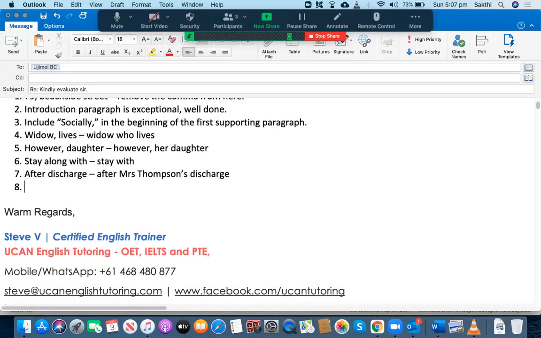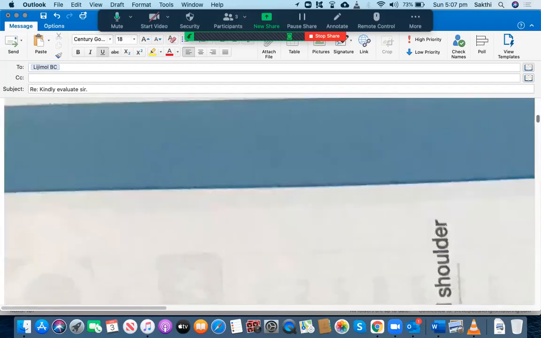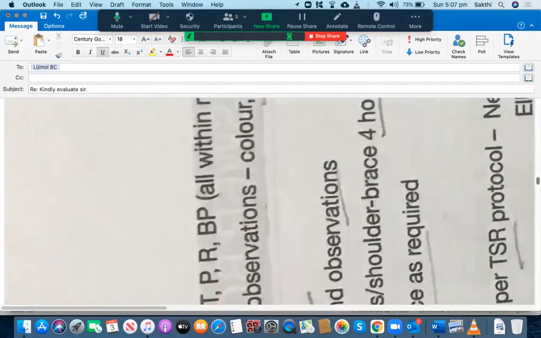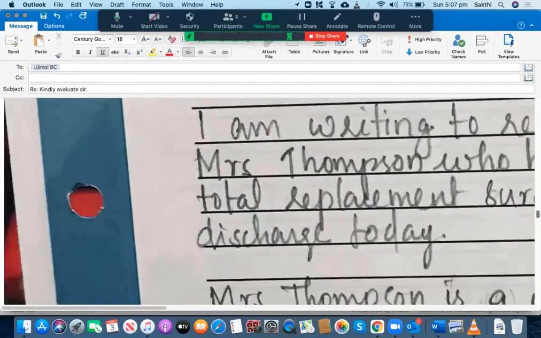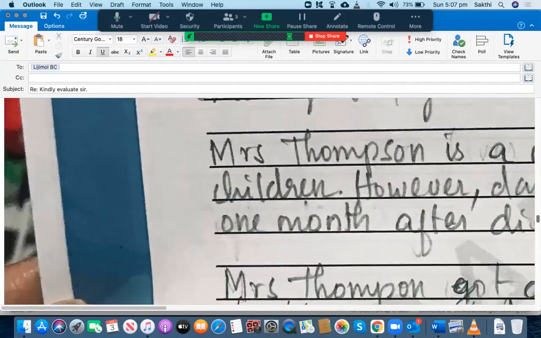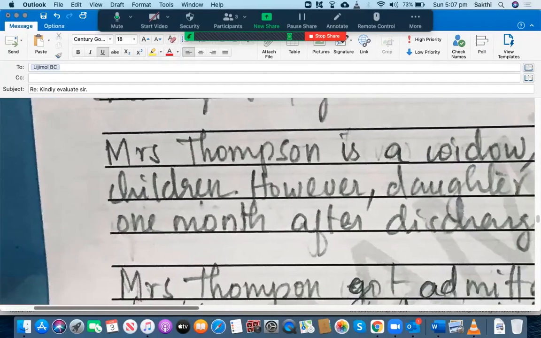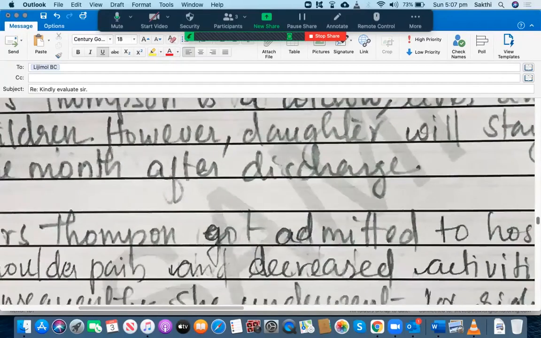Pronoun only, no, sir? After her discharge, no? Yeah, you can use either. Or you can use after her discharge. That's okay. Or after Mrs. Thompson's discharge. Because there are 2 females that we are writing about, her daughter and Mrs. Thompson, in order to make it clear, you could use Mrs. Thompson's. It's up to you, but if you mention her daughter, then it's also good enough as well. Okay, let's go to the next one.